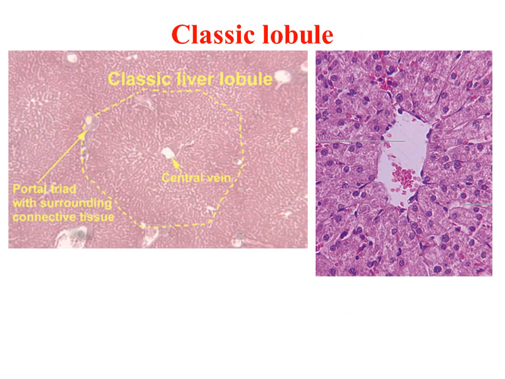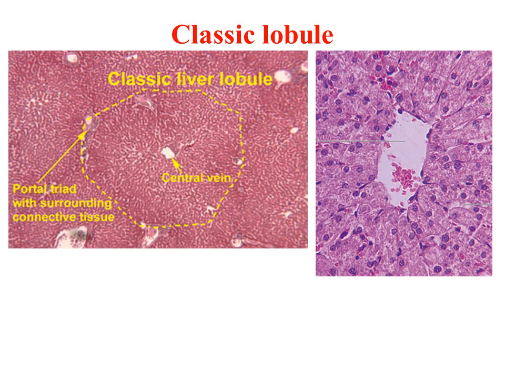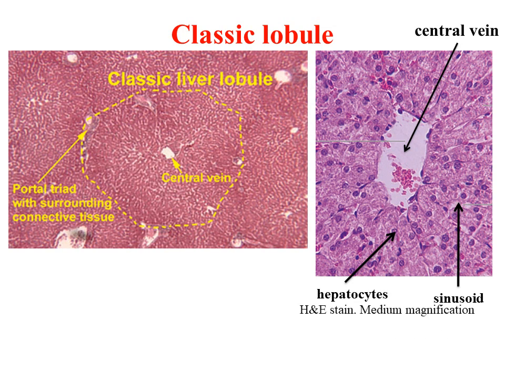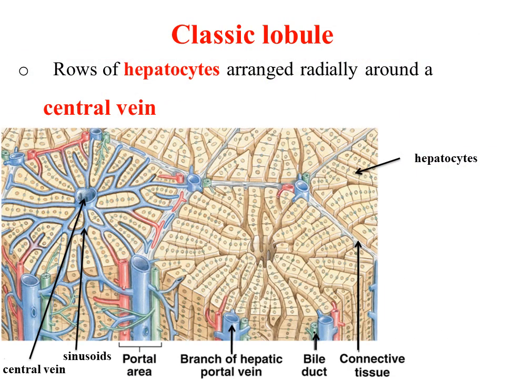Here is a classical lobule, as you can see. In the classical liver lobule, in the center is the central vein, and at the corners is the portal triad surrounding the central vein. The central vein, and the hepatocytes and the sinusoid. Here also in the classical lobule, you can see the rows of hepatocytes arranged radially around the central vein. This is the classical hepatic lobule.